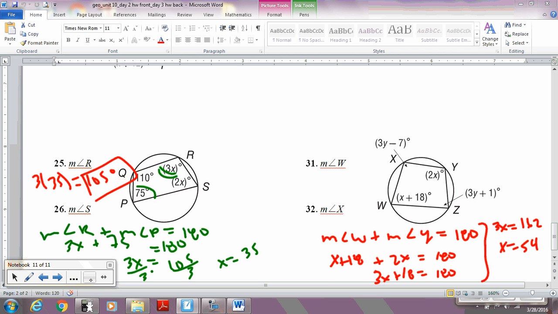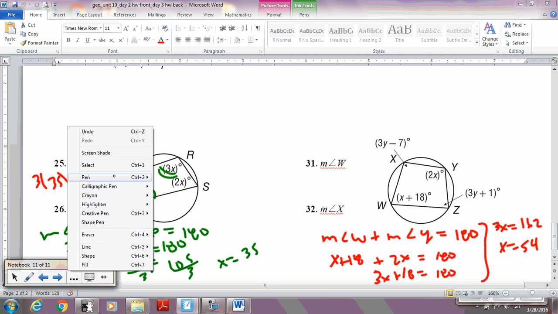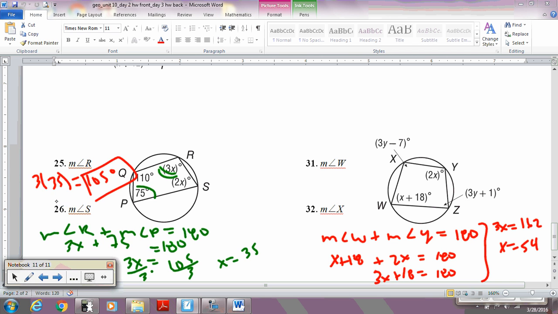And again, I'm not looking for x. I need to use x and replace it back into the problem to find angle W. Angle W is x, which is 54, plus 18. So that means it measures 72 degrees.